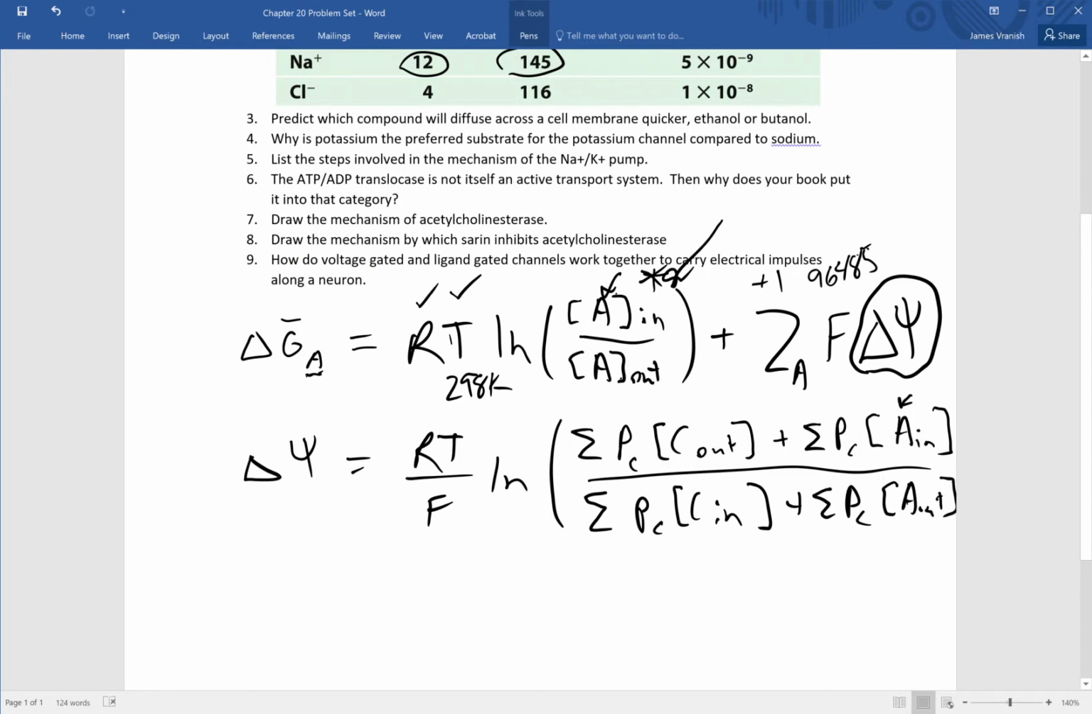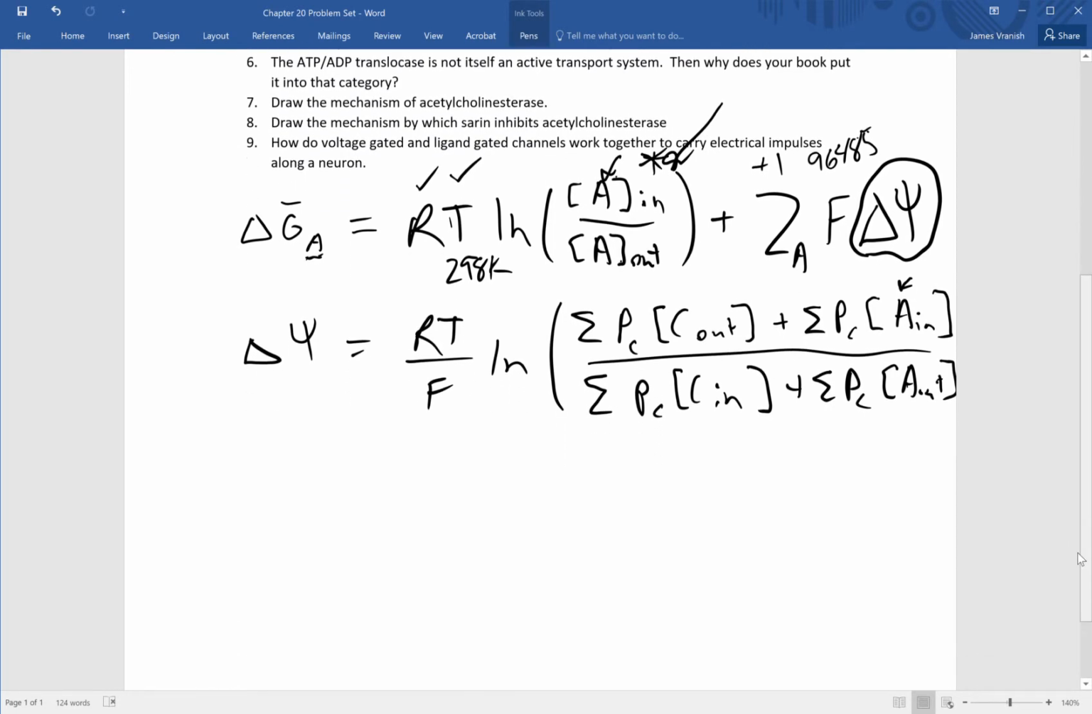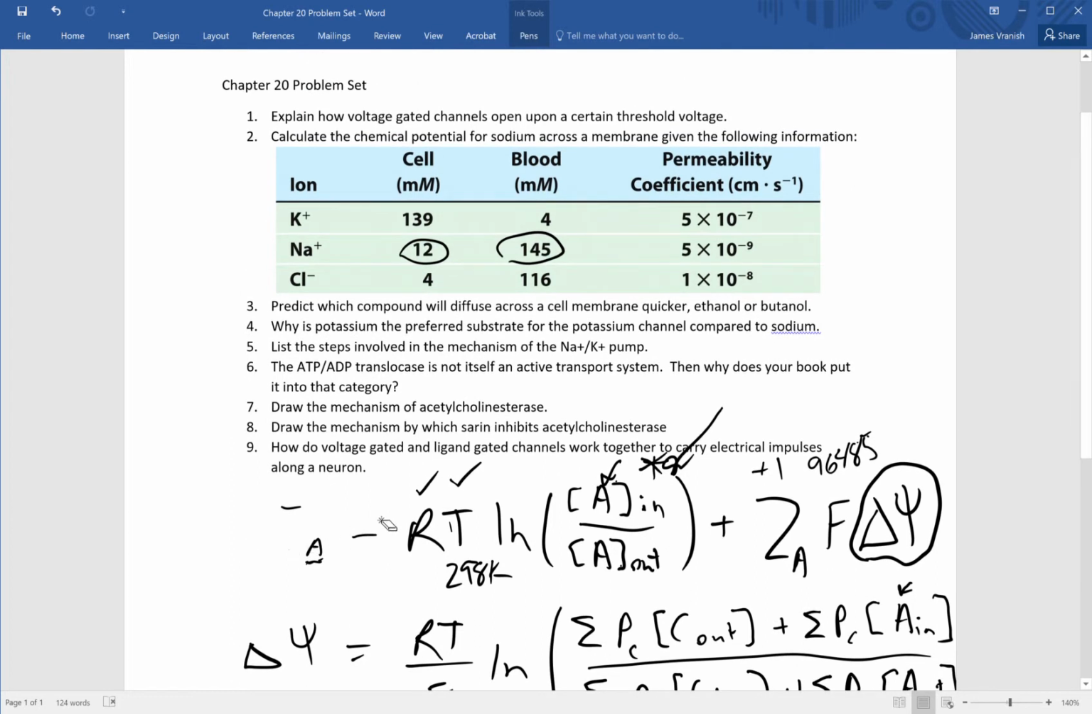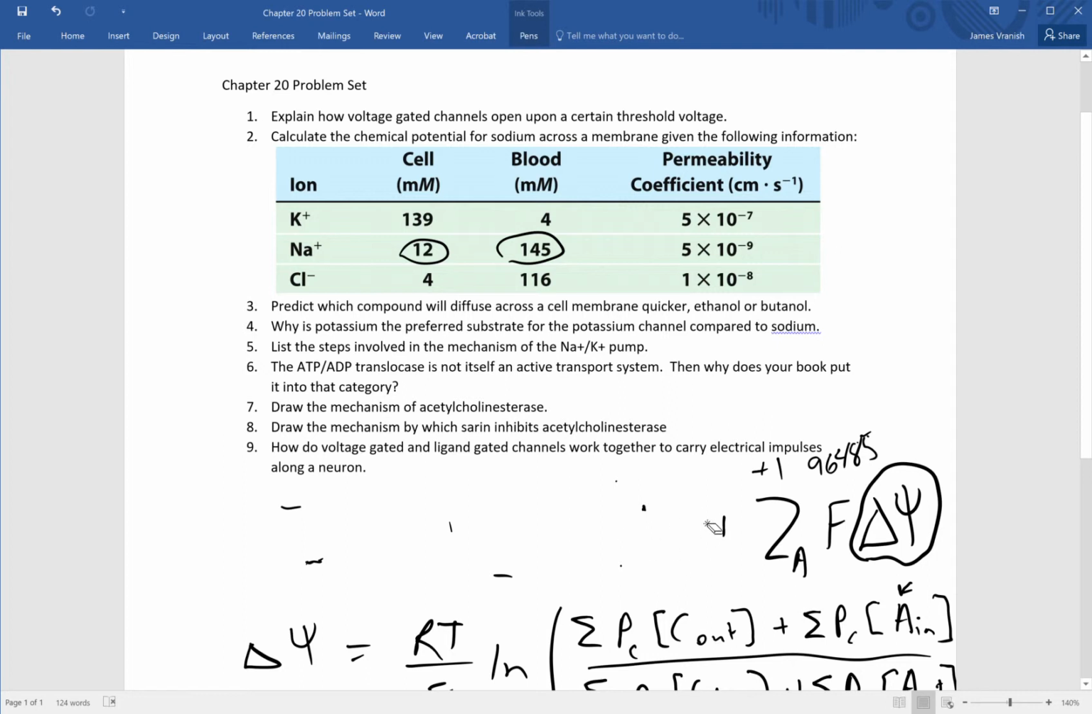All right, so let's start plugging in this information now. We have to calculate delta psi first before we can start calculating delta G. Real quickly, I'm going to erase this and work up above here.